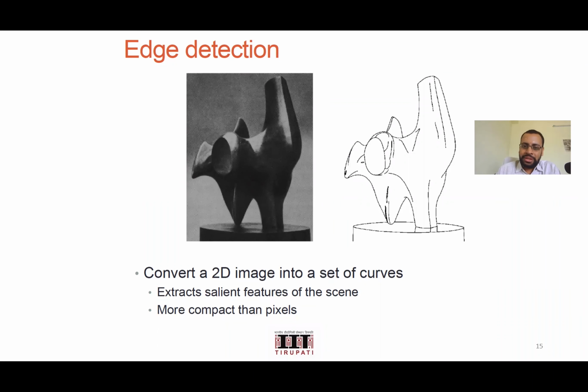Now I have given you a function of x comma y. It's no longer a function of x alone. It could vary both along the rows and along the columns. That's what you have in a 2D image. Now how do you find an edge? We'll take the derivative with respect to both x and y. Then what will you do? Vector sum of both the gradients.